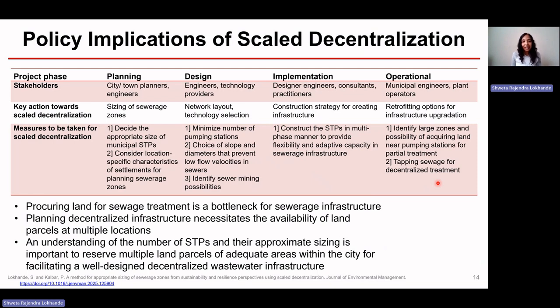Procuring land for sewage treatment is a bottleneck for sewerage infrastructure, as observed from field experience. Planning the decentralized infrastructure necessitates the availability of land parcels at multiple locations, for which an understanding of the number of STPs and their approximate sizing is important. The present research is a step in that direction.